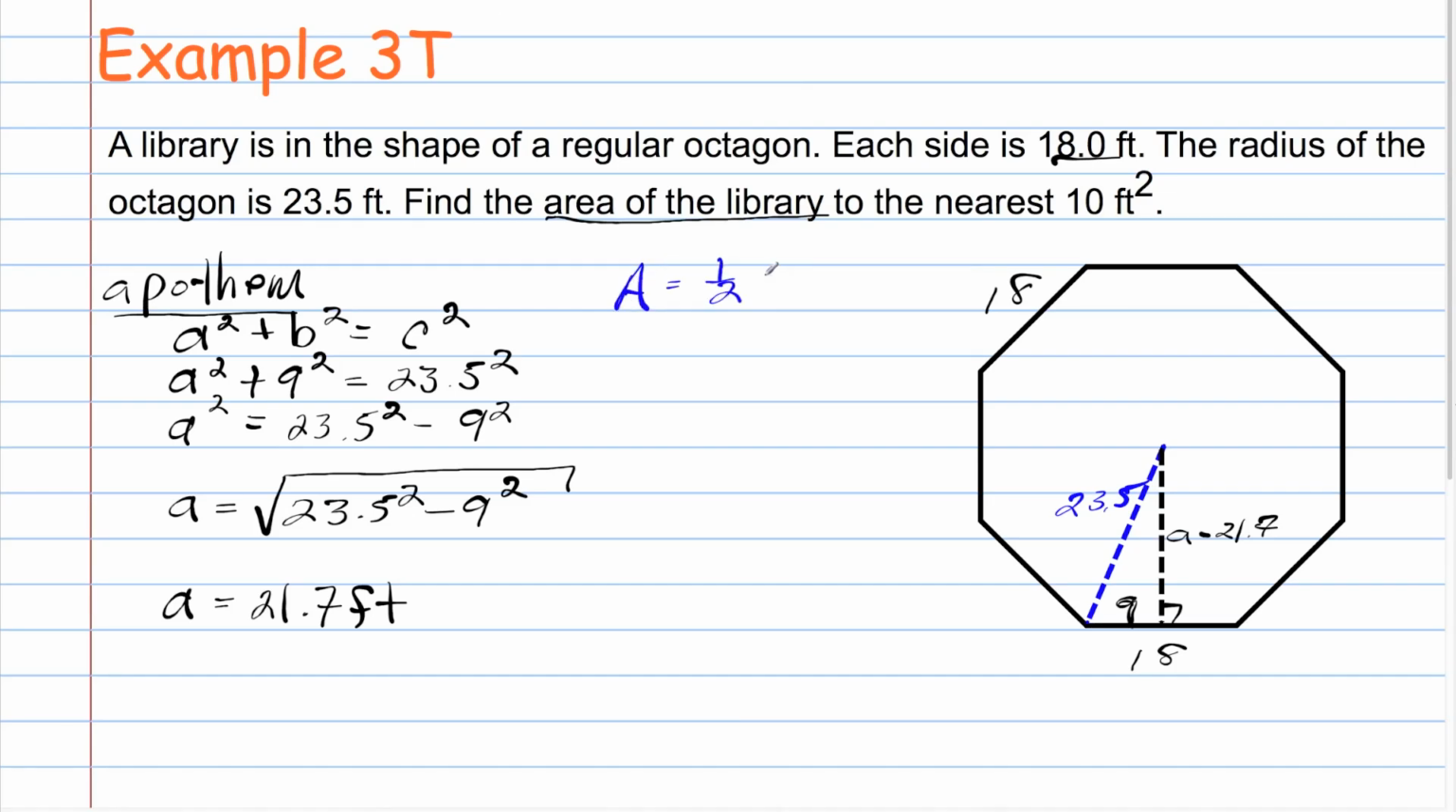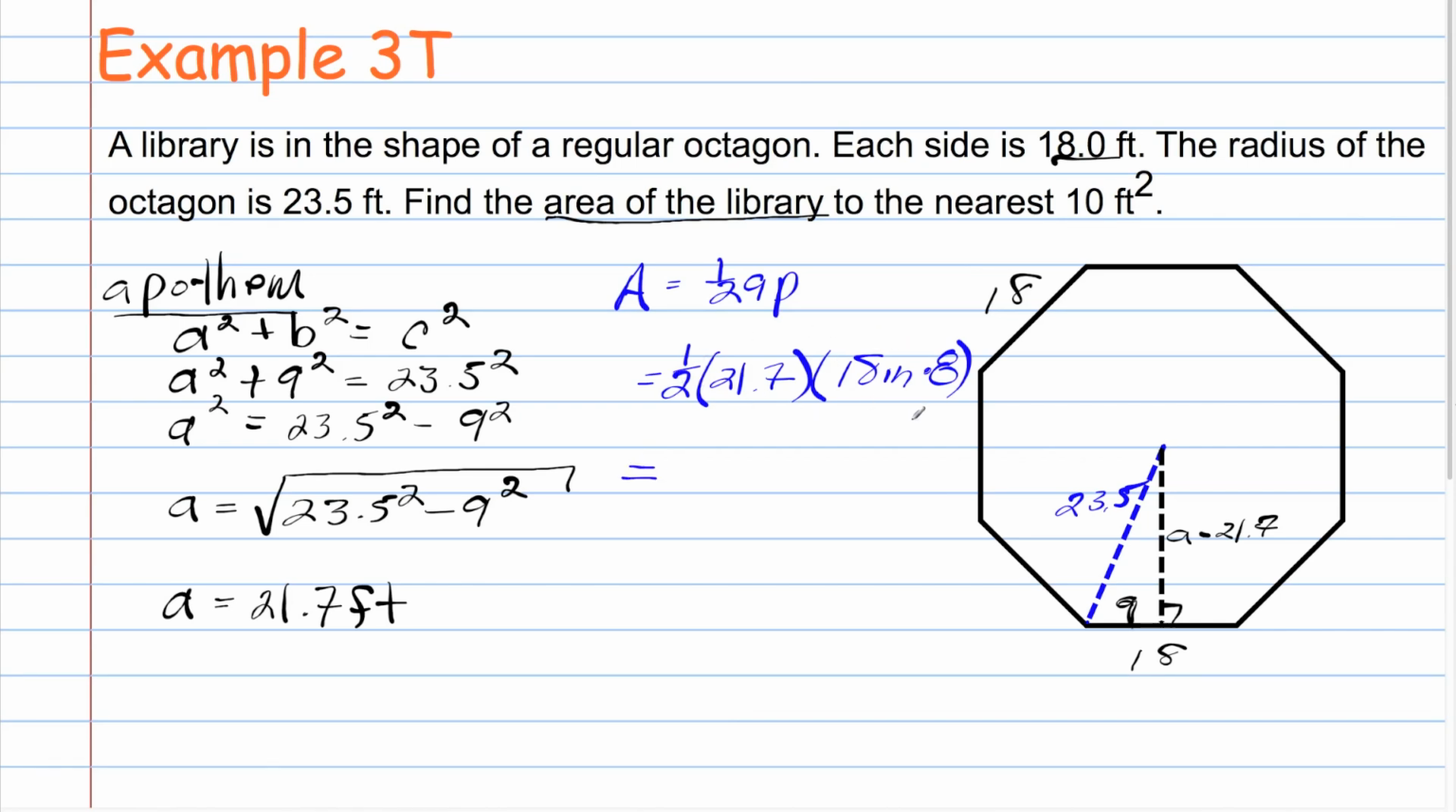So now I can use the formula for the area, which says area is equal to 1/2 the length of the apothem times the perimeter. Now I'm going to do the perimeter a little bit differently here. We have 1/2 the length of the apothem, which is 21.7 feet, times the perimeter. I'm going to write the perimeter as an expression: each side is 18 feet, and there are 8 sides. How do I know there are 8 sides? It tells me it's an octagon, and an octagon is an 8-sided polygon.